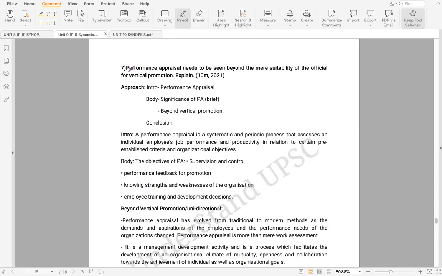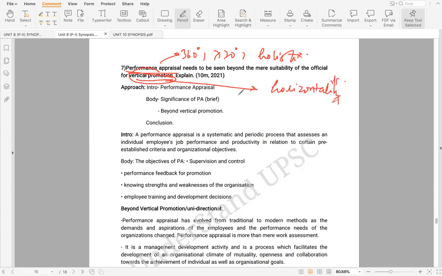Performance appraisal needs to be seen beyond the mere suitability of the official for vertical promotion. Primarily talk about how performance appraisal should be 360 degree, 720 degree, holistic, looking at overall competency, etc. We have to move away from vertical promotion and also look at the horizontality of it. Performance appraisal: significance beyond vertical promotion, and conclusion.